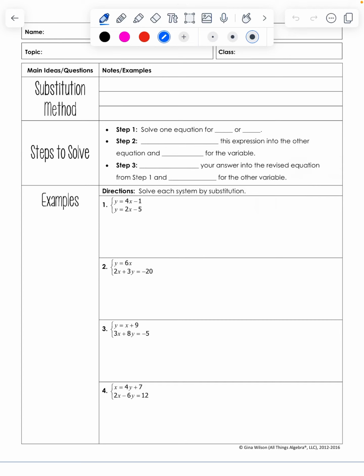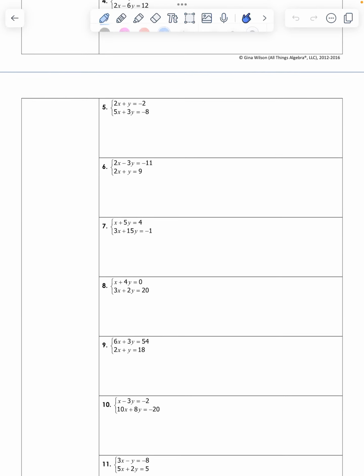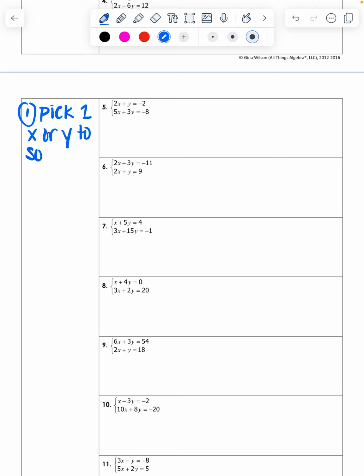Alrighty, hi everybody. So we already did all of these notes with the substitution method, but we did not yet complete the more difficult questions on this second page. So when we have a system of equations where the variables x and/or y are not solved for, aka both equations are most likely in standard form, the first thing that you have to do is pick one, x or y, to solve for before you can begin any substitution step whatsoever.